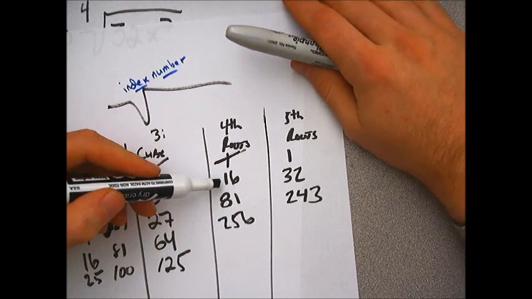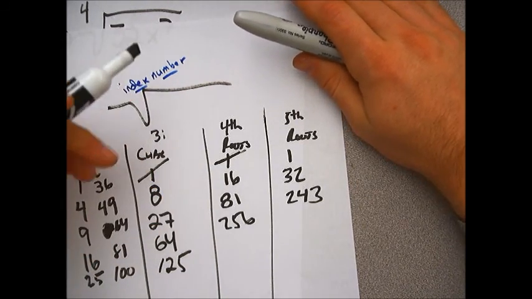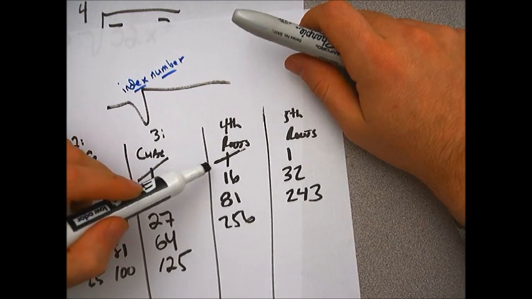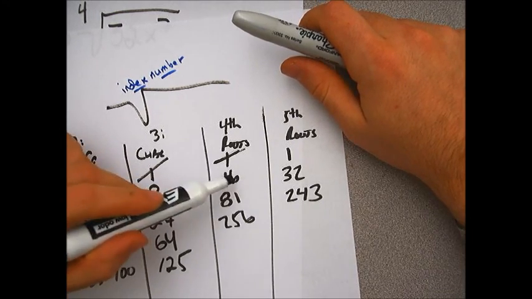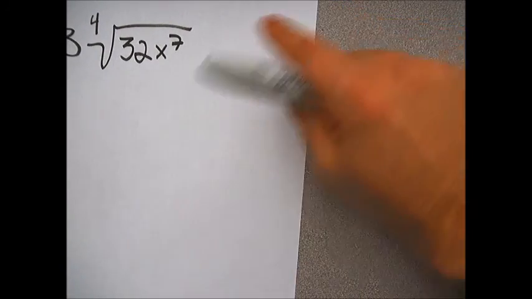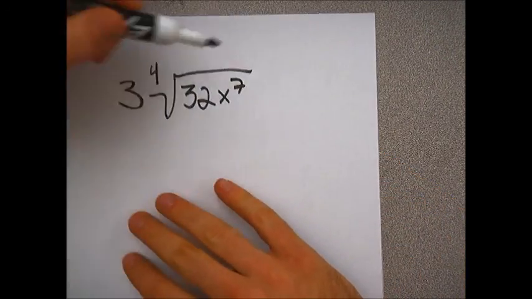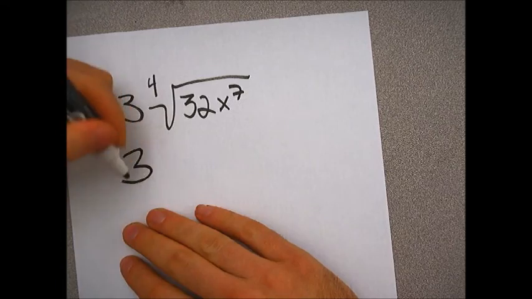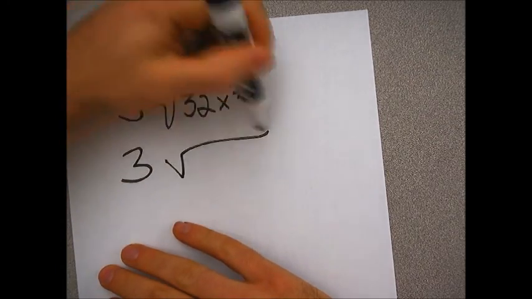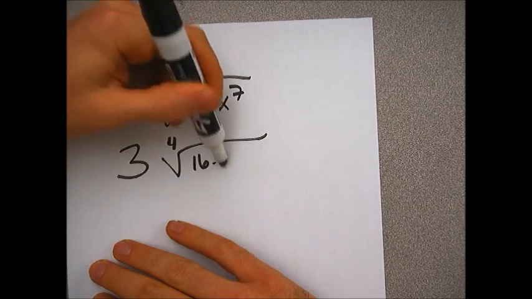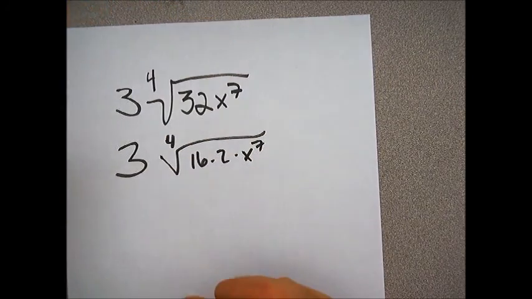16, that does go into 32. And as I said, as the roots get bigger, it kind of gets easier because clearly 81 and 256 don't go in. 1 goes into everything, so the only number that would even make sense here is the 16. How many times does my 16 go in? It goes in twice, so I'm going to write this as 3 times the fourth root of 16 times 2, x to the 7th.